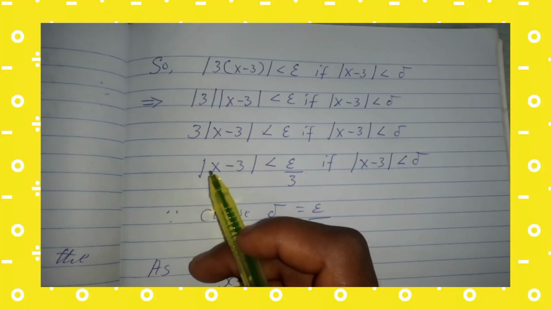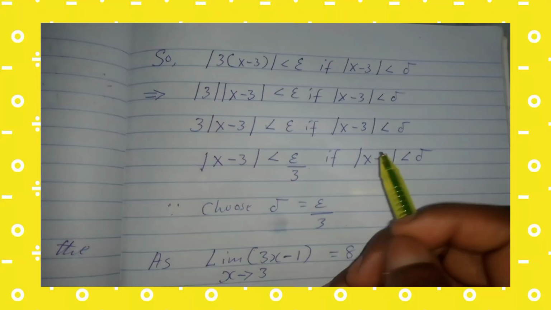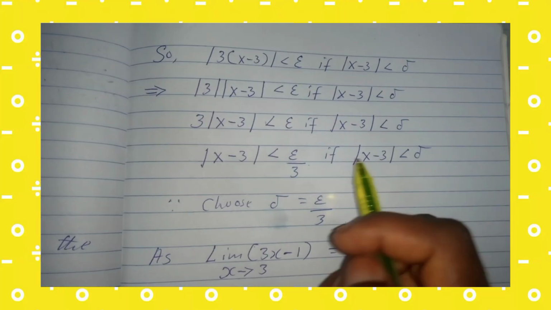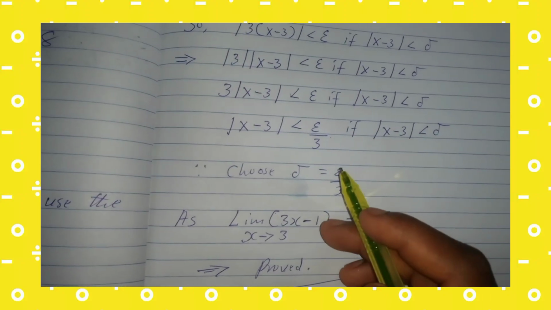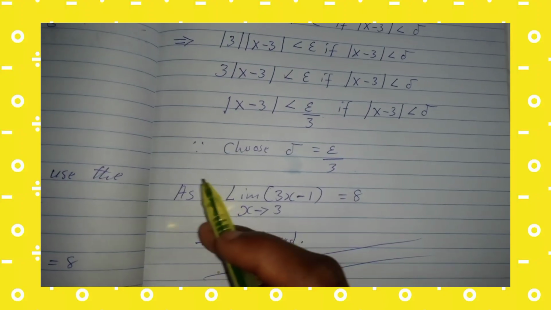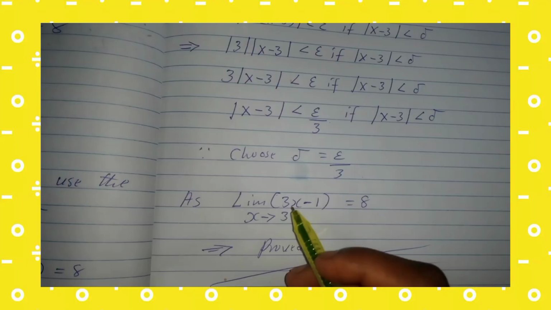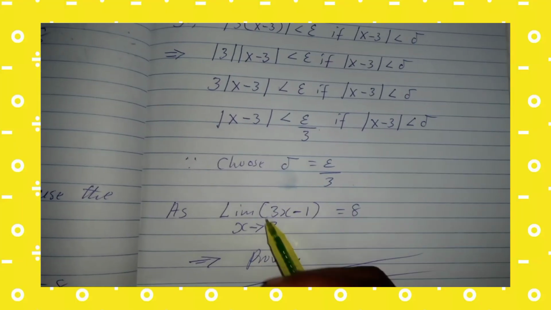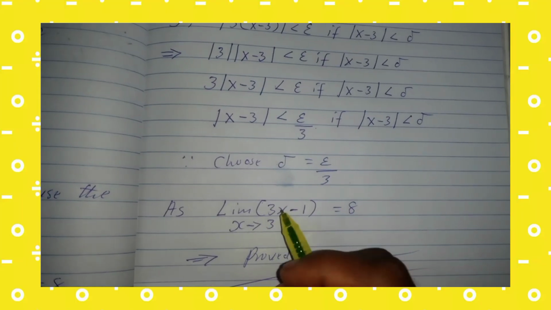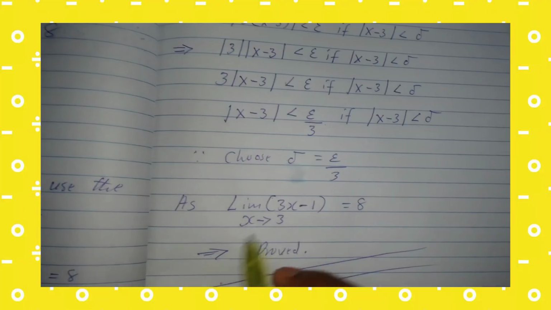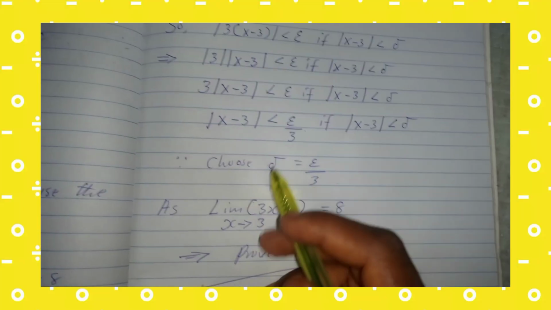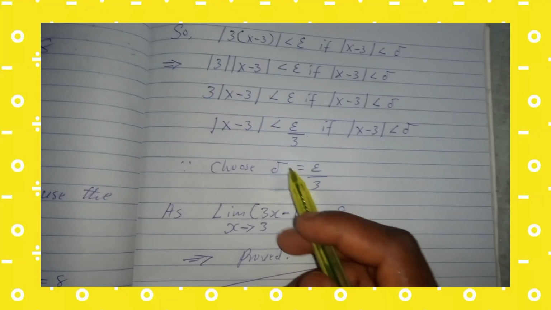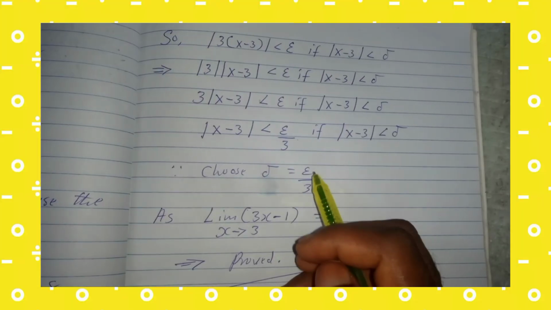Now we have the magnitude of x minus 3 on the left hand side and the magnitude of x minus 3 on the right, so they are in the same magnitudes. Now we choose our delta as epsilon all over 3. This makes us know that the limit as x tends to 3 of 3x minus 1 equals 8. So this is the proof.